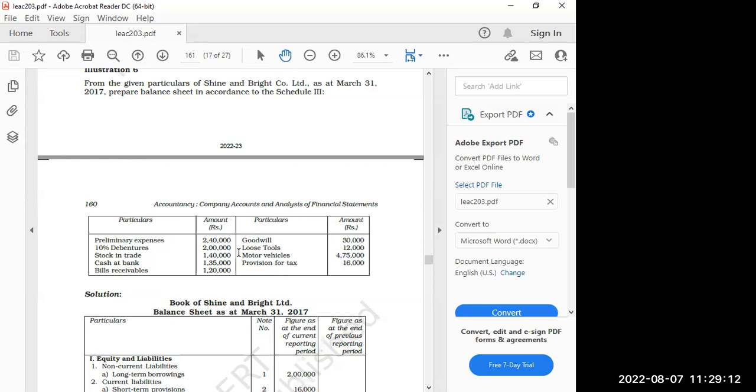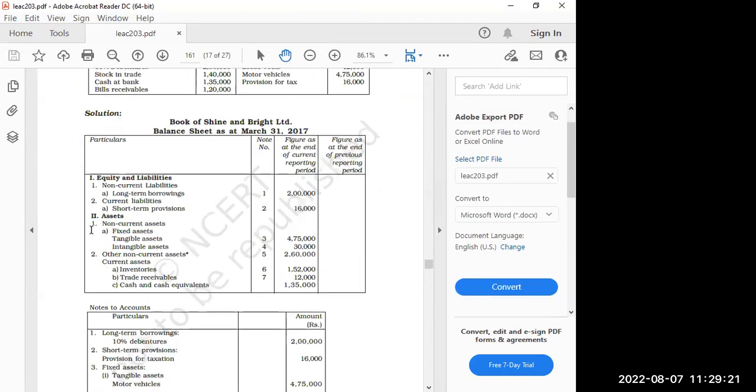So balance sheet format you take. You can put just the numbers. This file I'll share with you. You can refer to the question later. Only the answer you can prepare now. So balance sheet of so and so company. What company is it? Shine and Bright Company Limited. Balance sheet of Shine and Bright Company Limited as on 31st March 2017. The given thing is not a trial balance, so it won't tally. So we are just writing it wherever it is applicable.